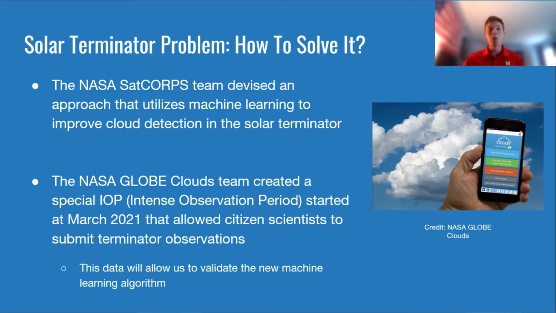What the GLOBE Observer app allows citizens to do is contribute to different problems that NASA needs help solving. For this specific one, during the terminator hours, citizens could go outside and they would be prompted to take photos of the clouds from the 4 cardinal directions as well as up and down. And they would report variables such as cloud cover, sky visibility, and cloud type. This data will then allow us to validate the new NASA SatCORE algorithm.